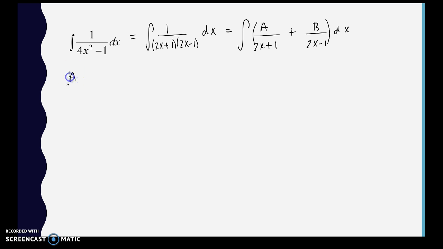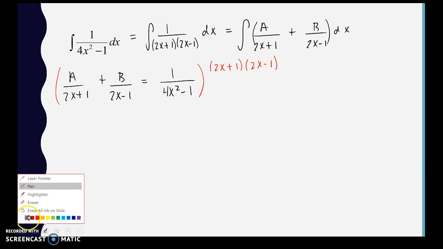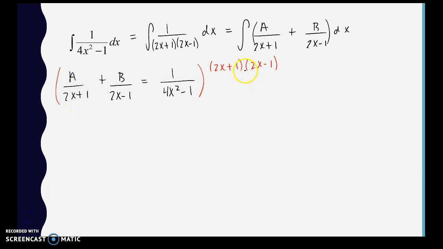Alright, so a over 2x plus 1 plus b over 2x minus 1 equals my original. Alright, so first thing we're going to do, clear the fractions. So I'm going to multiply this entire equation by the common denominator, and I'm going to use the factored form because you'll see they cancel. So when I take my first term and I multiply it by the common denominator, I get a times the quantity 2x minus 1, b times the quantity 2x plus 1, and then it completely cancels the denominator from the original integrand.